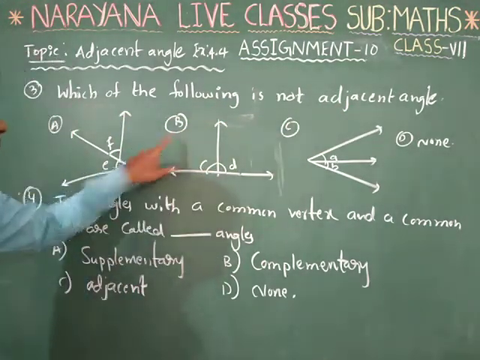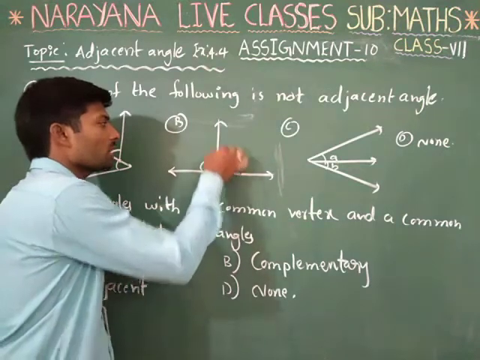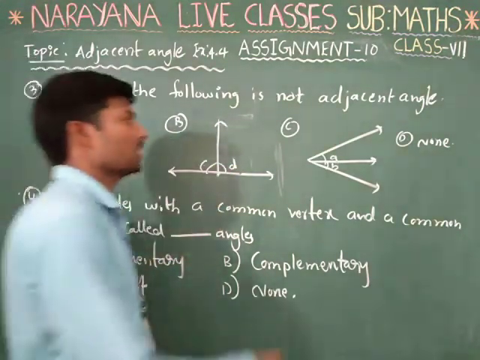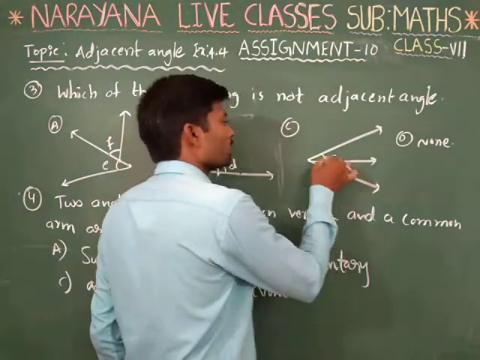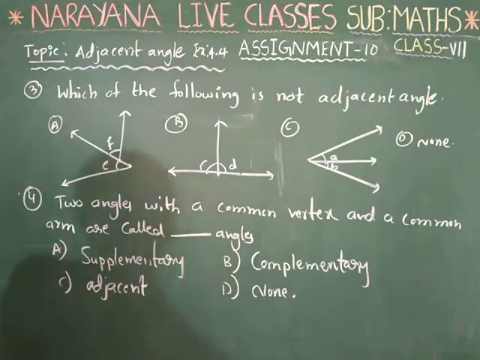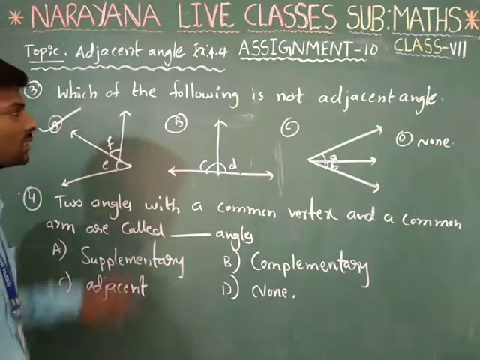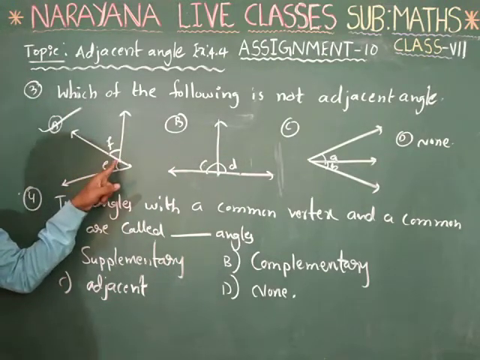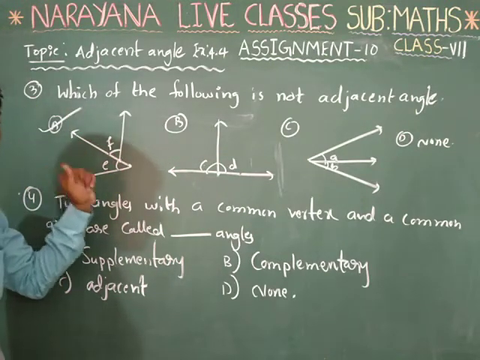Let's take option B. Angles C and D both have a common arm and a common vertex, so these two are adjacent angles. Next, here also A as well as B both have a common arm and a common vertex. Out of all these four options, the first option A is not an adjacent angle, because it does not have a common vertex.